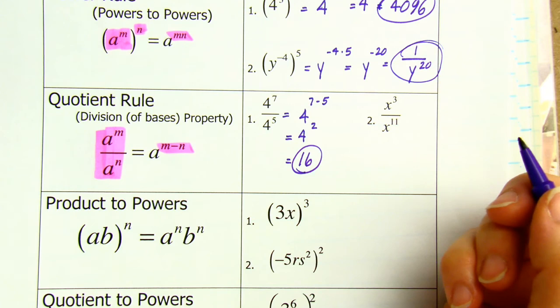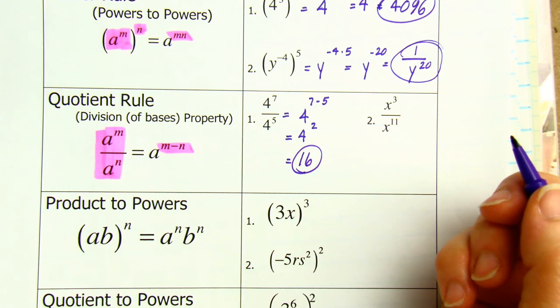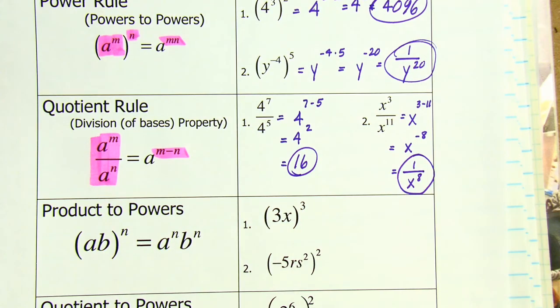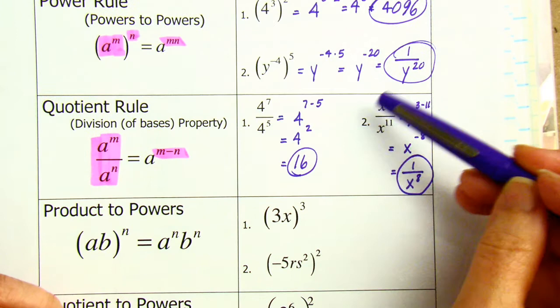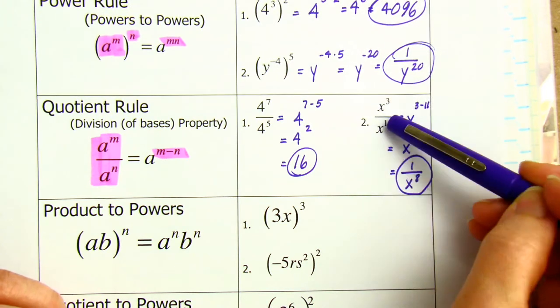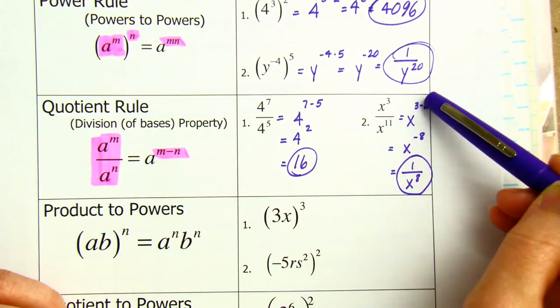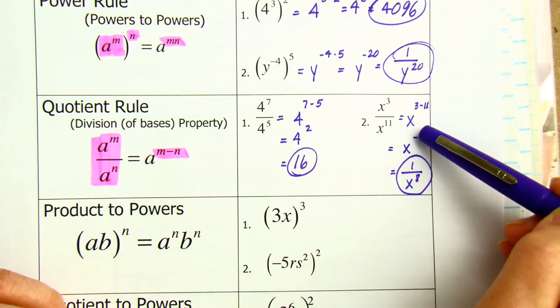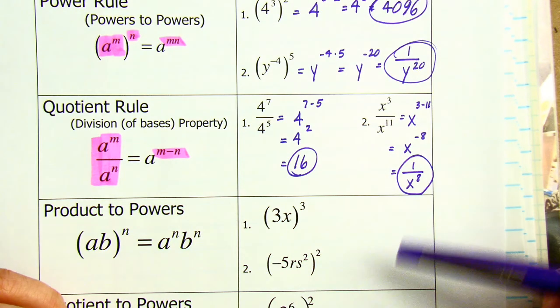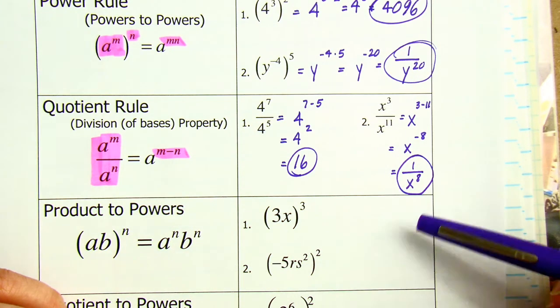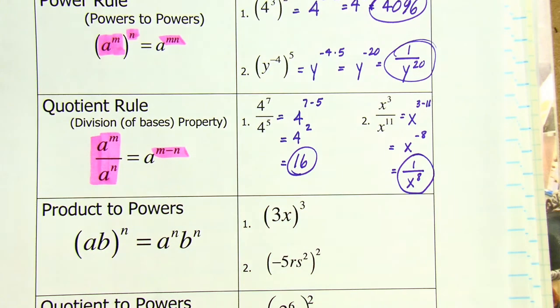Why don't you pause the video and try number 2? Okay, were you successful? Did you get 1 over x to the power of 8? X cubed divided by x to the 11th is x to the 3 minus 11, or x to the negative 8. Can't have a negative exponent, so we write it as 1 over x to the power of 8.